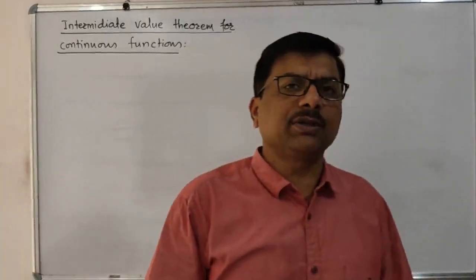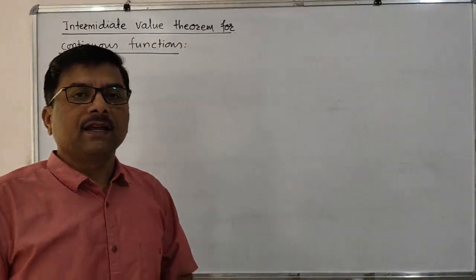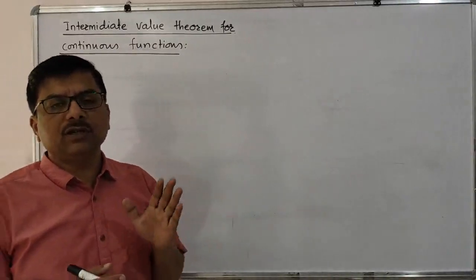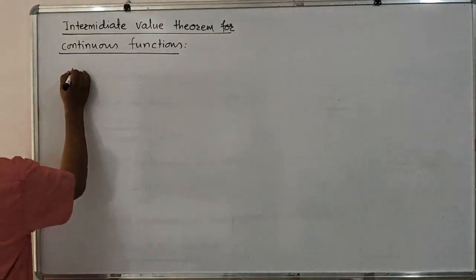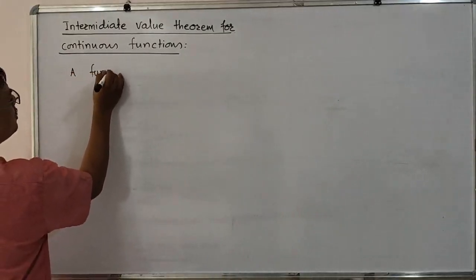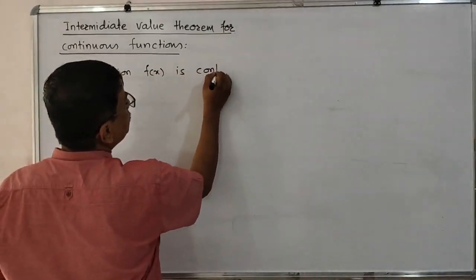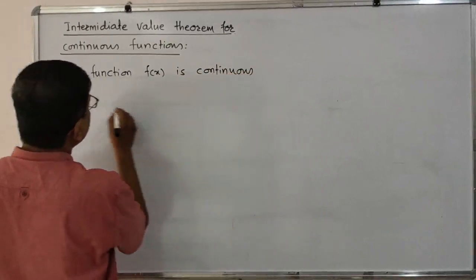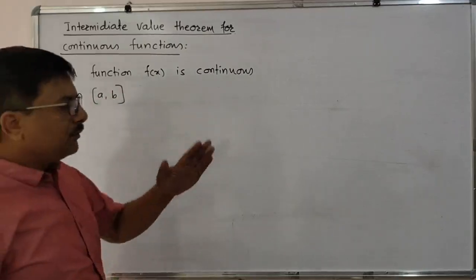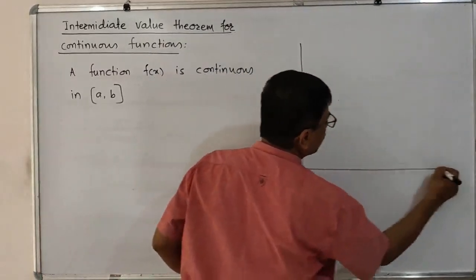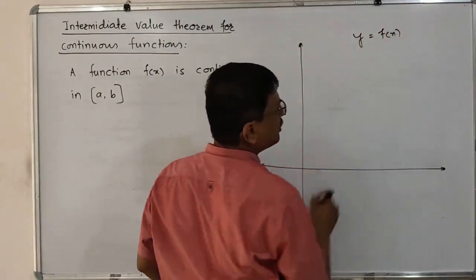Now the last concept, intermediate value theorem for continuous functions. This concept depends upon the continuity of the function in the closed interval. Suppose a function f of x is continuous in closed interval AB. It means, as we have studied on the graph, y is equal to f of x is any function.